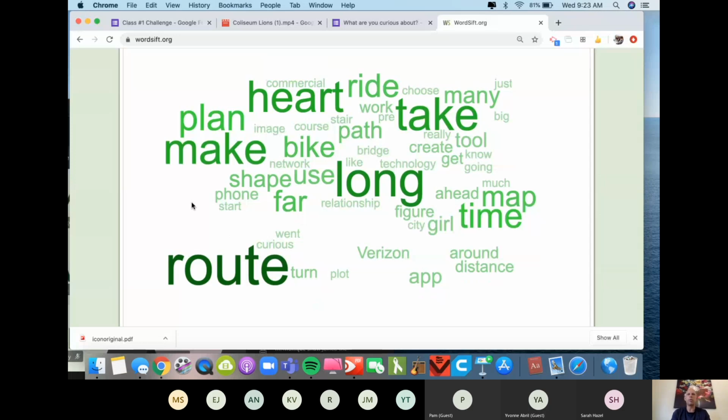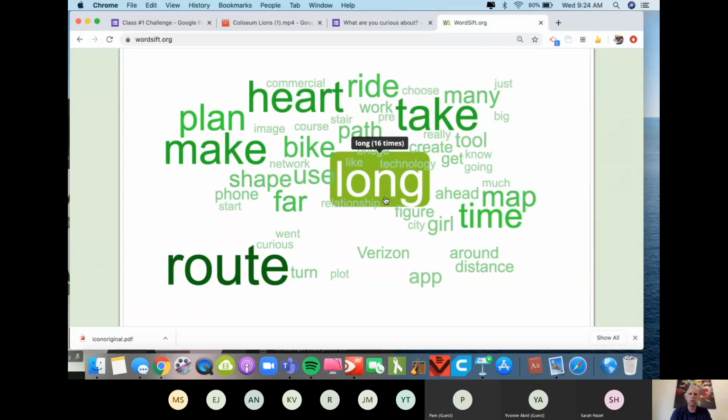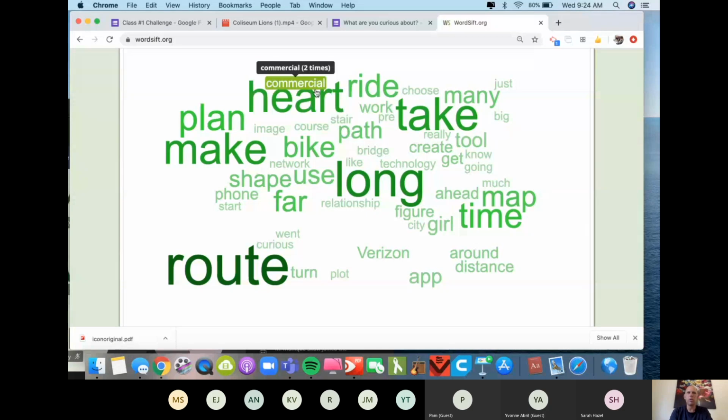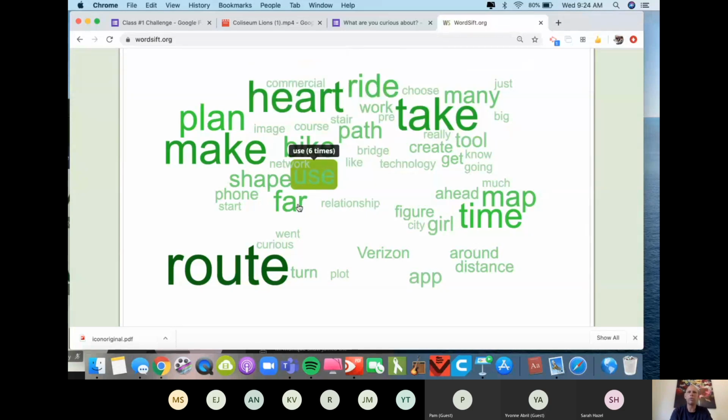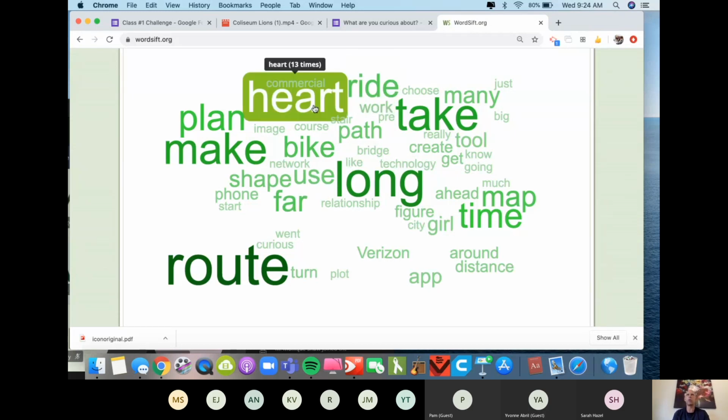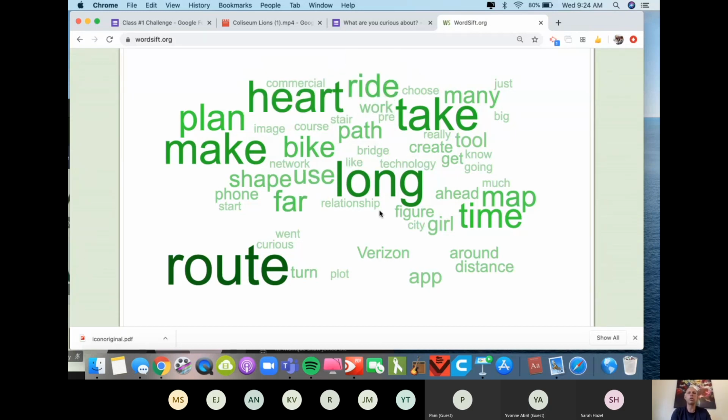As you see, there's all kinds of other stuff here, like girl, figure, relationship, variety. I don't want to focus on those, but the question that I want them to ask is, how long does it take him to ride the heart? Or how far, right here, did he ride to make the heart? So I have those questions right there.